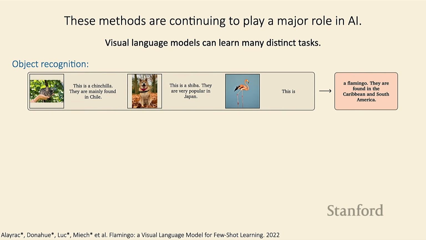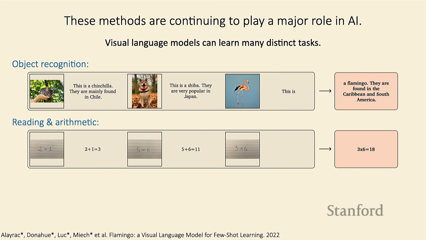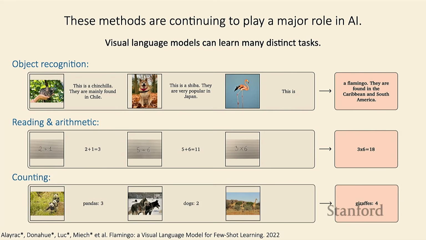So it can do object recognition, and the same exact model can also do things like reading. You can give it a few examples of images of arithmetic problems, 2 plus 1, 5 plus 6, and so forth. Then if you give it a new image of, in this case, 3 times 6, it's able to both read the numbers and also complete the arithmetic problem. And again, the same model can also do yet another task: counting animals. Here, it's given an image of a few pandas, and it's told that this corresponds to 3 pandas. At the end, it's given an image of 4 giraffes, and it's able to count the number of giraffes and identify that they're giraffes.